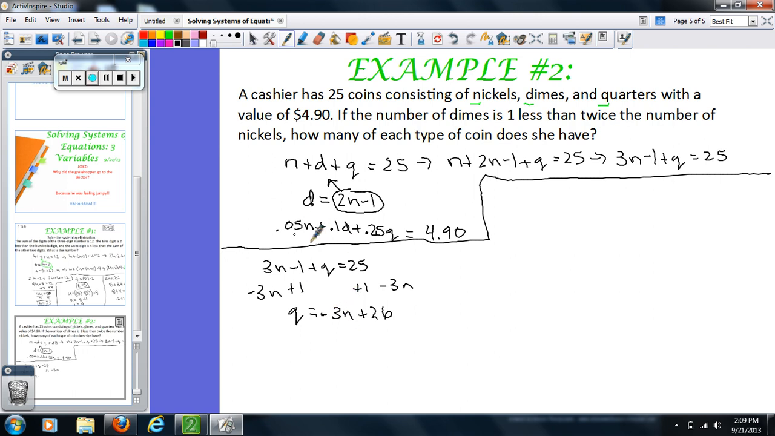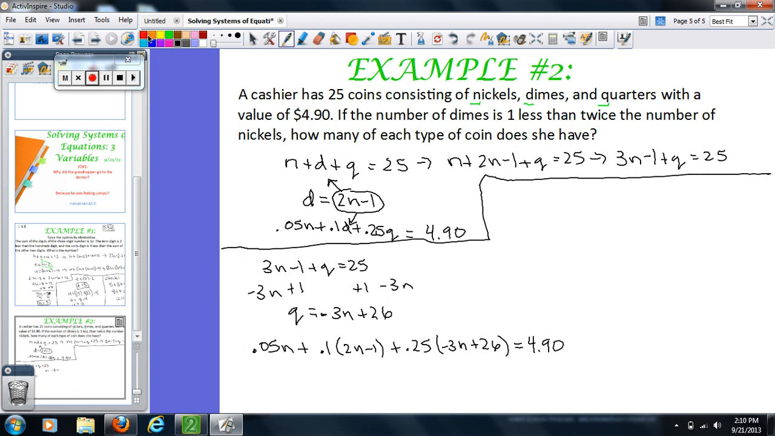Okay, so we have 0.05n plus 0.1, and I can plug this in for d, so that's times 2n minus 1 plus 0.25 times, and we know q is minus 3n plus 26, and that equals 4.90. Now, at this point, this is kind of like our mixture problems. We don't want to work with decimals if we don't have to. So let's get rid of the decimals.